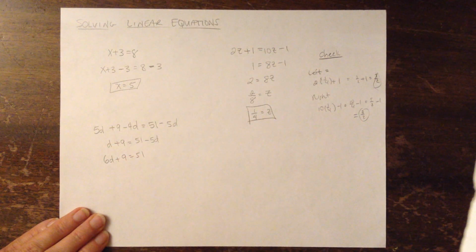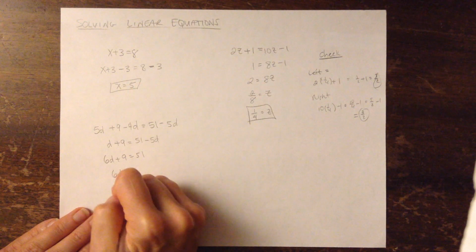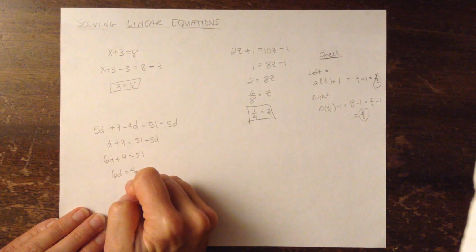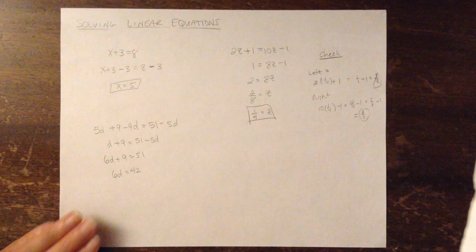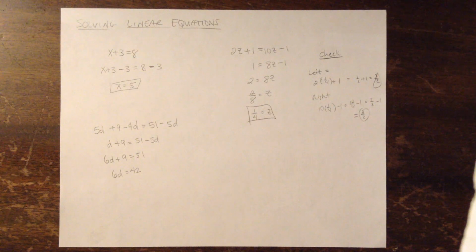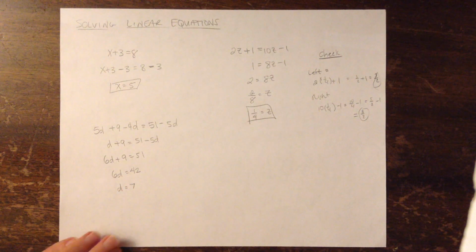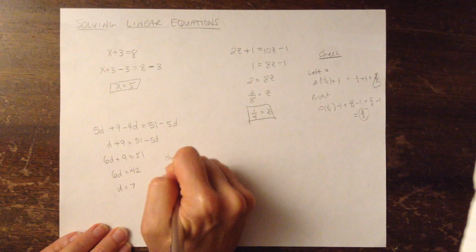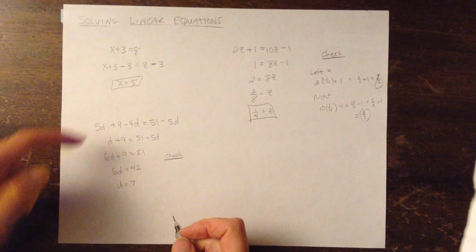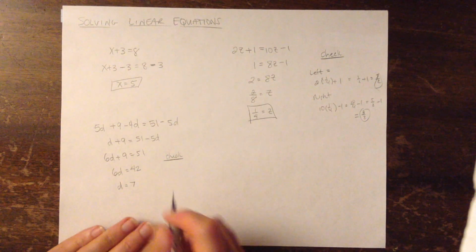Then I'm going to subtract 9 from both sides. So that would be 42. Okay, I'm not very good at arithmetic here. And then you divide both sides by 6, and you're going to get d equals 7. And then I would plug that in and check. And I would plug it right into the original equation before I manipulated it all.